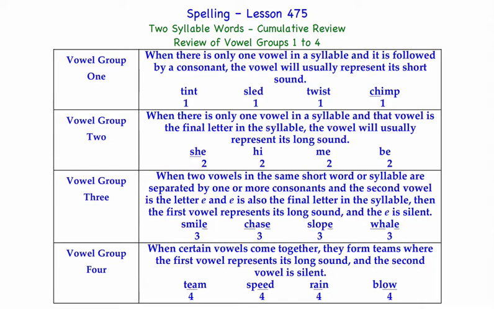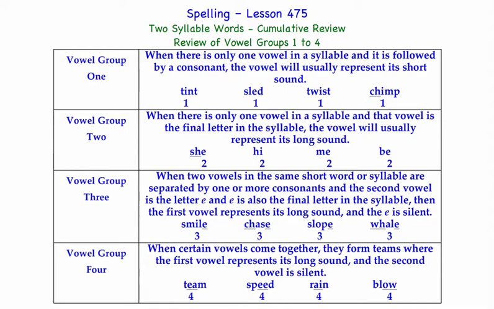Vowel group 3 is the silent E rule. When we have a silent E at the end of the word or syllable, then the vowel that comes before it will represent its long sound, and that's assuming there's at least one consonant between the silent E and the vowel that comes before it.